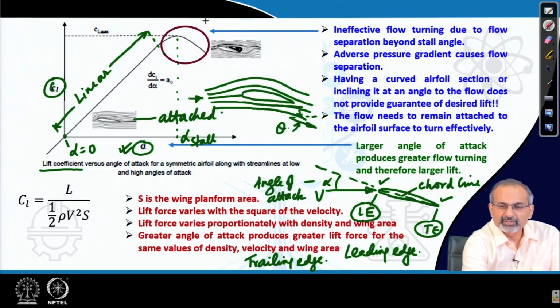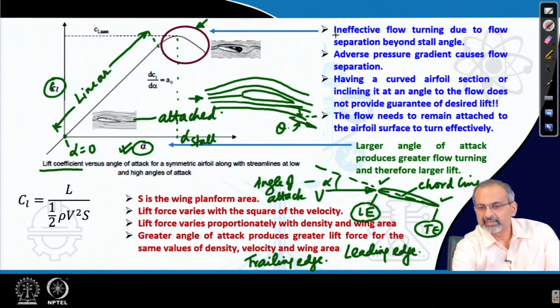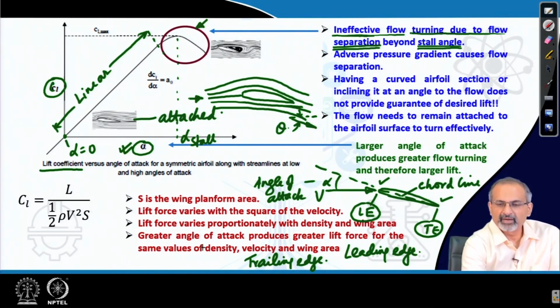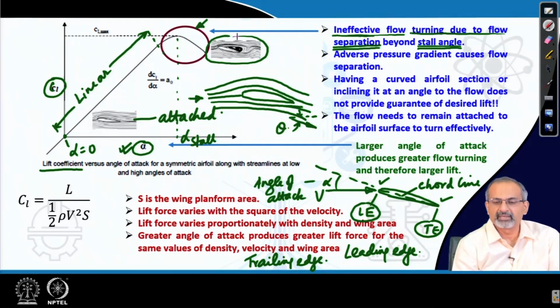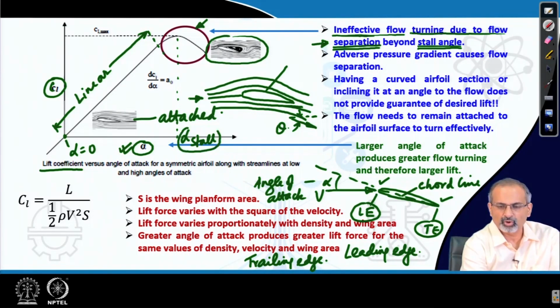So, that is the region which we have indicated by this circle, where you see that there is ineffective flow turning due to flow separation, and that happens beyond stall angle. Now, what is happening? You find here in the small diagram that we placed that the flow is not behaving nicely on the upper side of the airfoil. It is not following the surface profile properly, but rather trying to leave that surface and go away. That is what is called flow separation, and that happens at an angle which is called the stall angle.